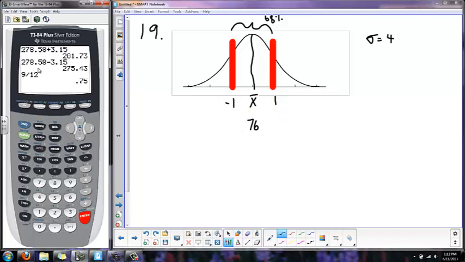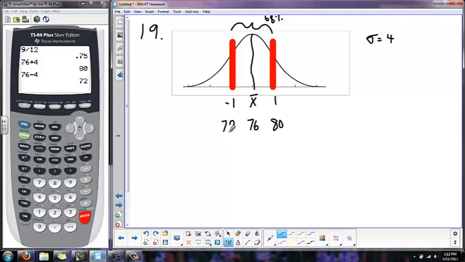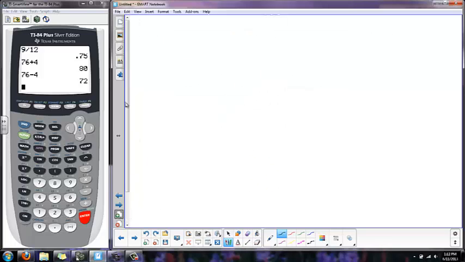So if your mean is 76 and your standard deviation is 4, I'm going to do 76 plus 4 gives me an 80. That's what my score is right here. A score of 80 is one standard deviation away from the mean. And then I'm going to go in the opposite direction. I'm going to go 76 minus 4, which is a 72. So on your answers, look for the choice that has between 72 and 80, and that is choice C. Okay? So that's what that was asking you for question number 19.